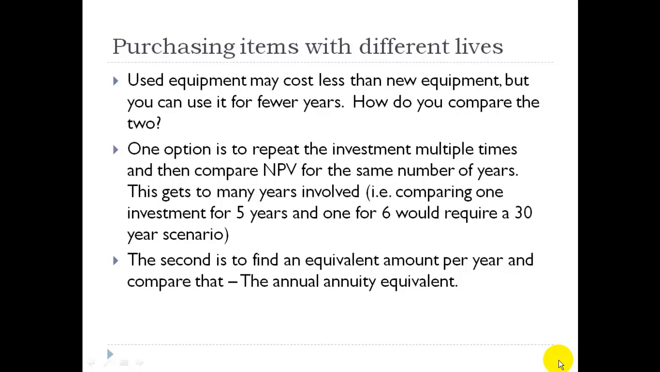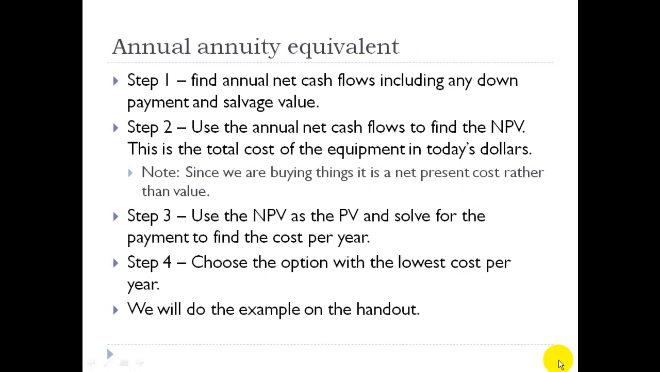The other way is to find an equivalent amount per year, and that's the annual annuity equivalent, and then you just choose the one with the lowest cost per year. So step 1 is find the annual net cash flows for each option. That's the down payment, salvage value, loan payments, anything else. So find the net cash flow. Step 2 is to use that net cash flow to find the net present value. In this case, since we're talking about cost, because it's the cost of owning the equipment, the net present value is really the net present cost.